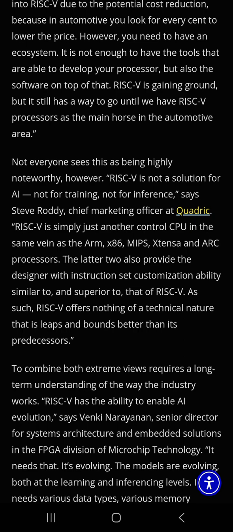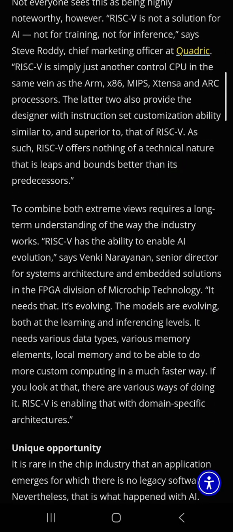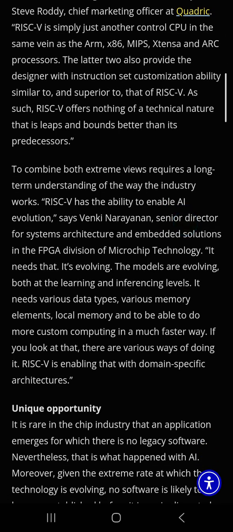The latter two also provide the designer with instruction set customization ability similar to, and superior to, that of RISC-V. As such, RISC-V offers nothing of a technical nature that is leaps and bounds better than its predecessors. To combine both extreme views requires a long-term understanding of the way the industry works."